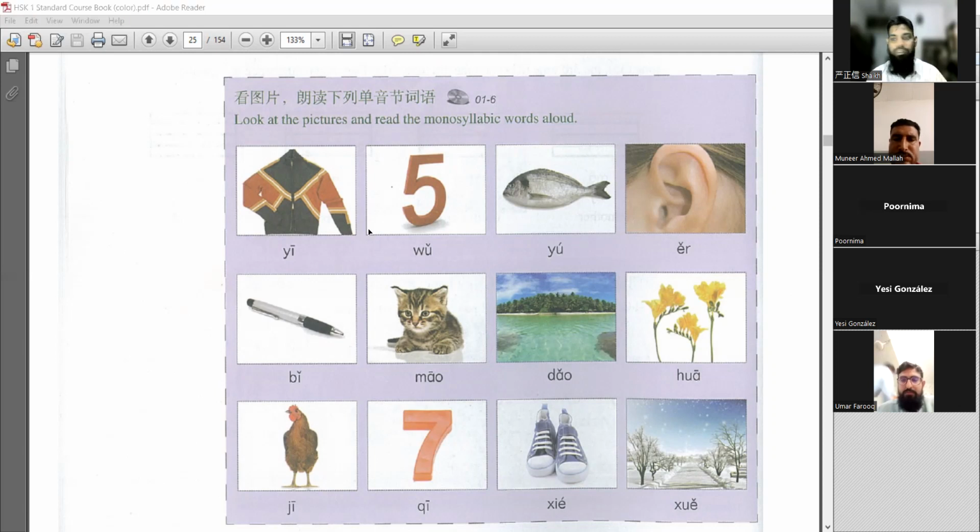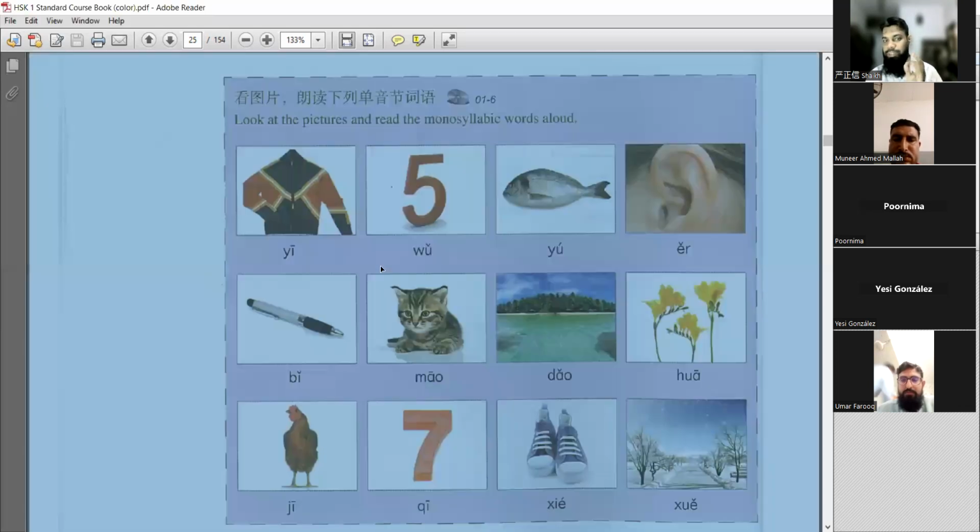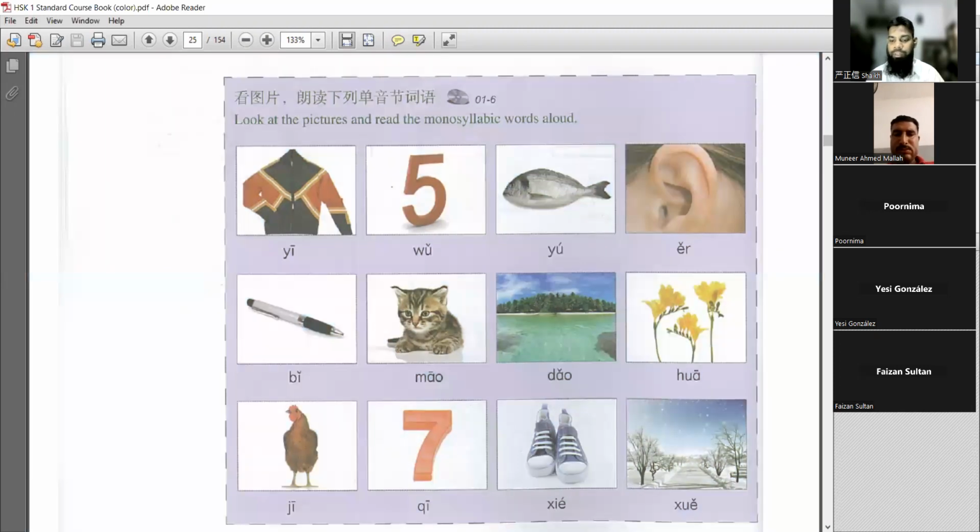And one more thing, this is a monosyllabic word because in this case you can see just a single syllable. There isn't any double syllable. All the time you see words in a single syllable. What does Xie mean? Xie means shoes. So in all the photos you are seeing a single syllable word.